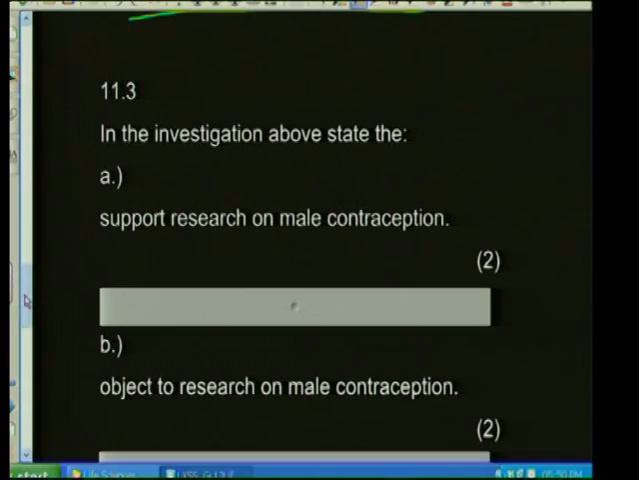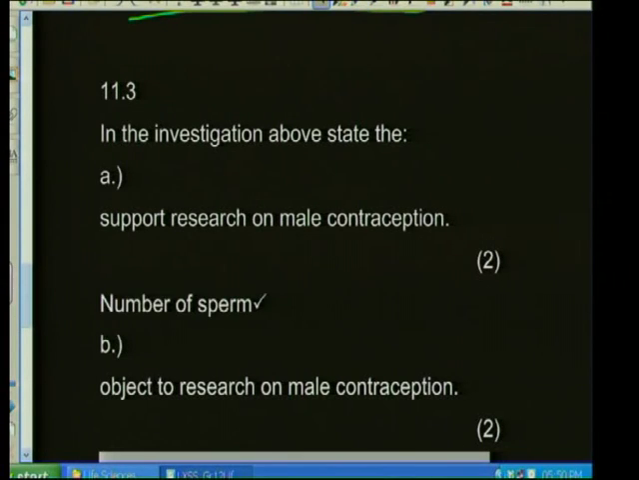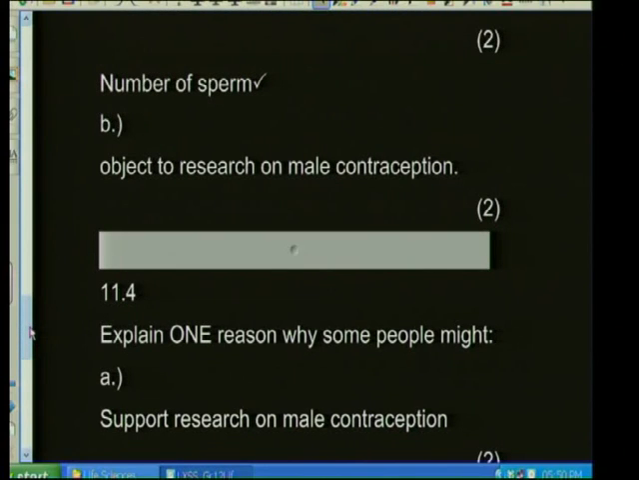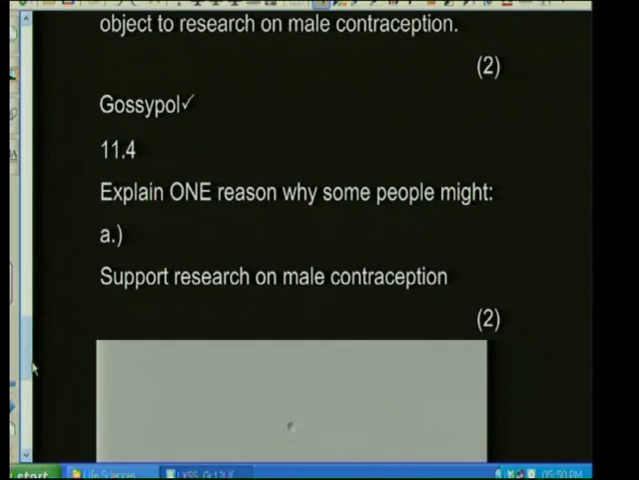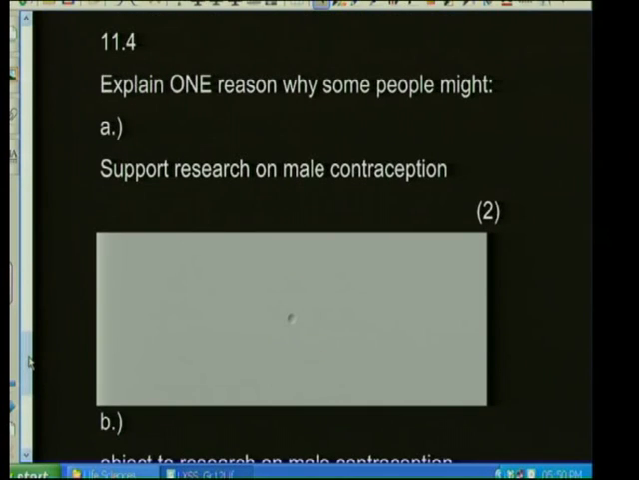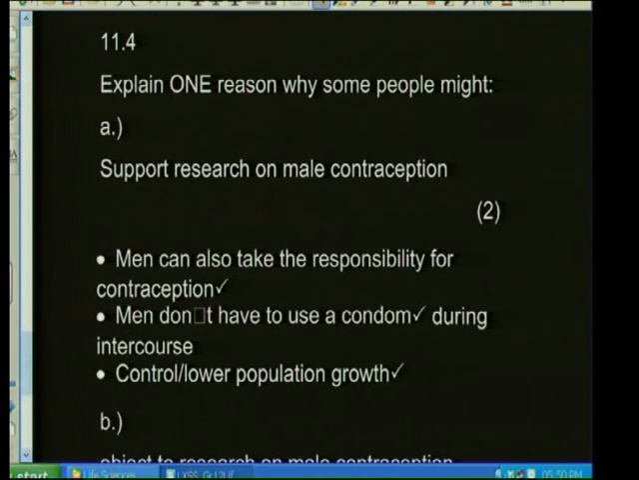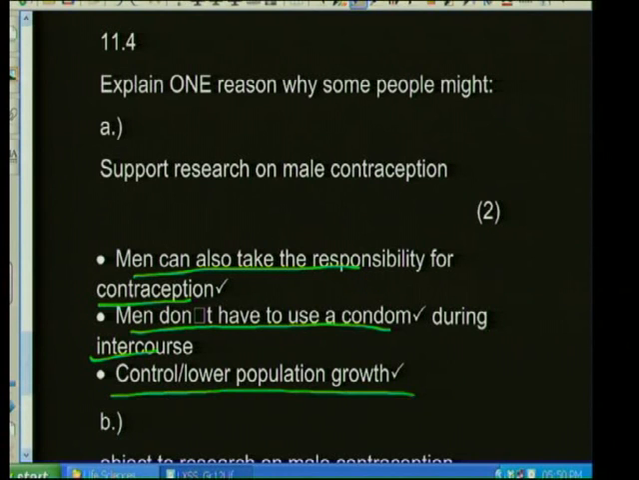In the investigation above, state the object of research on male contraception: gossypol, number of sperm. Explain one reason why some people might support research on male contraception. What's good about it is that males can take responsibility for contraception. Men then don't have to use a condom during intercourse, which they may not like. And more importantly, in most circles, they would say, it is to control population growth.